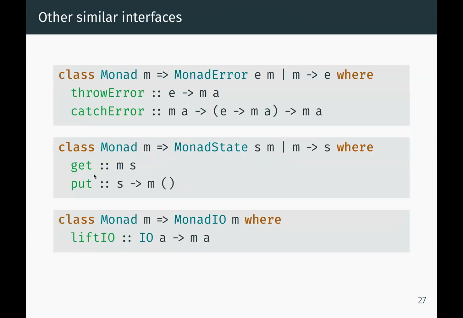Okay, now we also talked about monad error. And for a lot of the monads we have seen, there are associated classes. So for either, we had monad error. For reader, we have monad reader. For state, there's something called monad state.